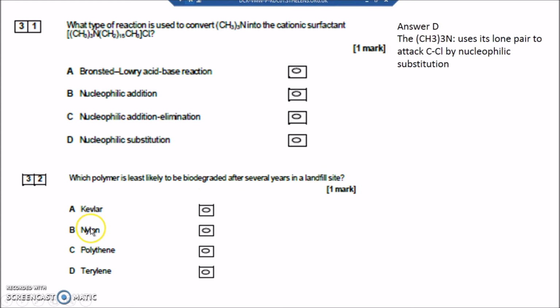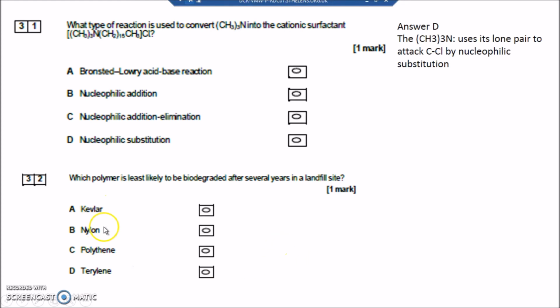Well, you need to know about amide or peptide links and ester links as well. So Kevlar and nylon have got amide links, a C double bond O NH link, sometimes called a peptide or an amide link. So they're polyamides. Terylene is a polyester, got a carbon to oxygen double bond O link.